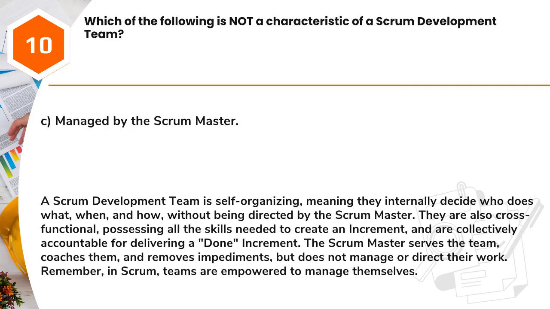Answer, C. Managed by the Scrum Master. A Scrum development team is self-organizing, meaning they internally decide who does what, when, and how, without being directed by the Scrum Master. They are also cross-functional, possessing all the skills needed to create an increment, and are collectively accountable for delivering a done increment. The Scrum Master serves the team, coaches them, and removes impediments, but does not manage or direct their work. Remember, in Scrum, teams are empowered to manage themselves.